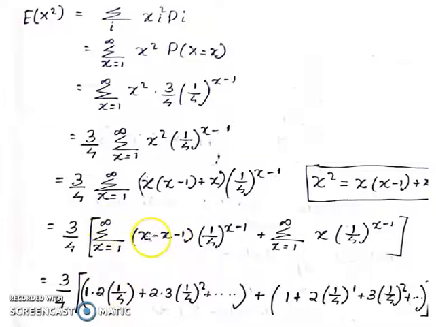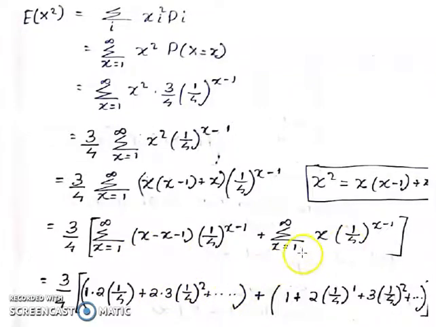Right. If you put 1 here, 1 into 1 minus 1 becomes 0. So the first value becomes 0. So start from 2. 2 into 2 minus 1, that is 1 into 2. We put 2 here, 2 minus 1 is 1, 1 by 4. Next one is x equal to 3. 3 into 2, that is 2 into 3, 1 by 4 square and so on up to infinity.